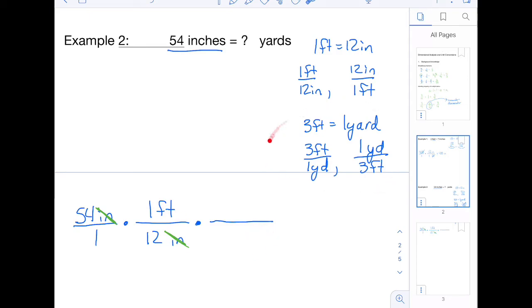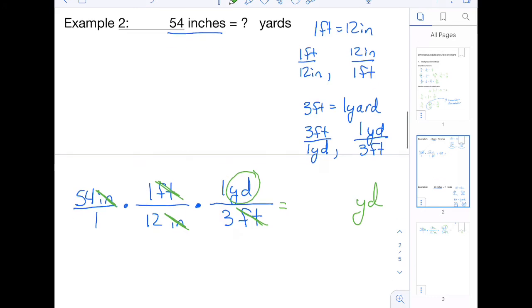So when I come up to my conversion factor between yards and feet, I'm going to choose the one that has feet in the denominator, and I can cancel out the feet. In the end, I'm left with just yards as my units. So I know that I'm done because I've gotten to the desired units, and I can perform my calculation. So let's talk about that for just a moment.